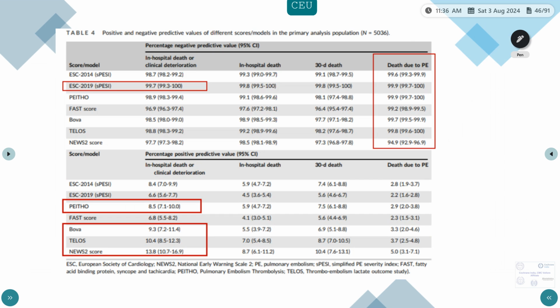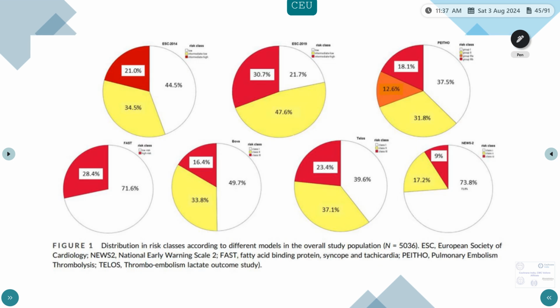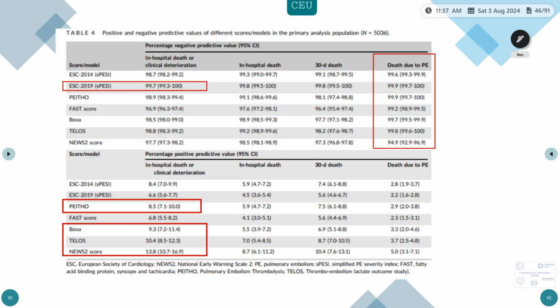We look at the predictive values subsequently. So now looking at the negative and the positive predictive values. The negative predictive value has been done in each score in the low risk category, and the positive predictive value has been done in each score in the high risk category. When we look at the negative predictive value, ESC 2019 had a high negative predictive value. You can see that the ESC score also had the lowest number of people in the low risk category with the highest negative predictive value. So that is a good score to categorize patients who can be managed as outpatients.